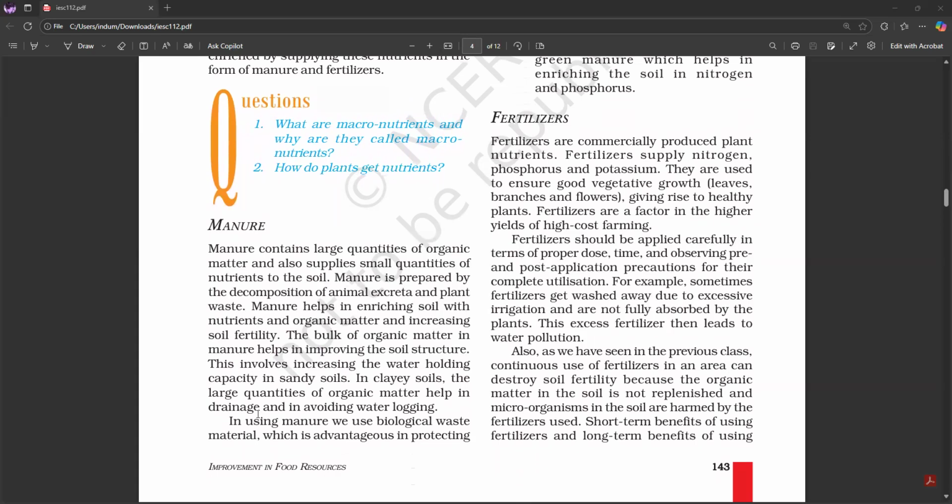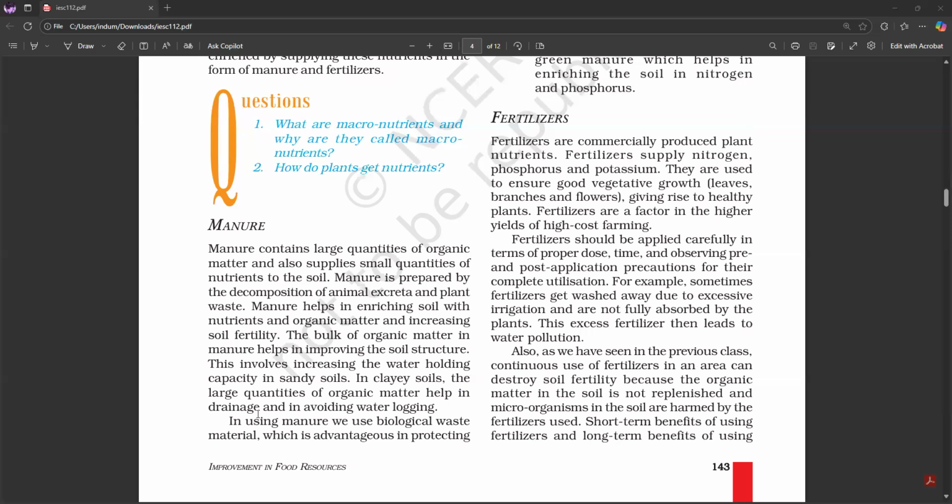Manure is prepared by the decomposition of animal excreta and plant waste. Manure helps in enriching soil with nutrients and organic matter and increasing soil fertility. The bulk of organic matter in manure helps in improving the soil structure.